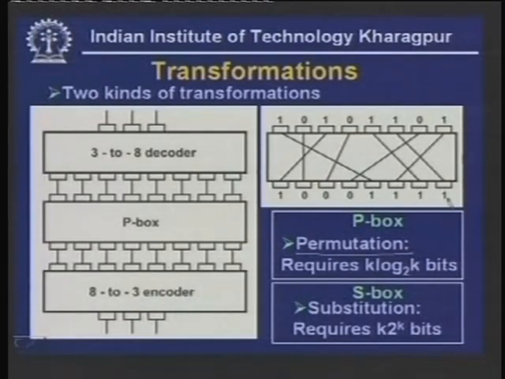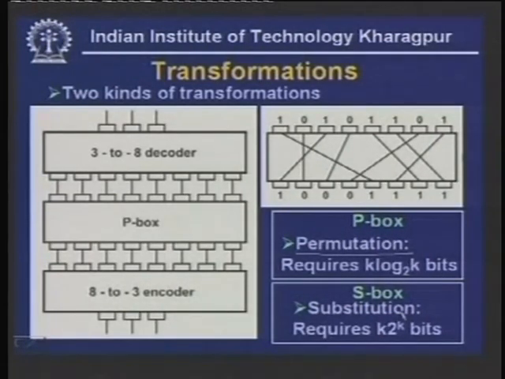And to represent this permutation operation, you require k log 2 k bits. If you have got k bits, for each position you will require log 2 k bits to represent the position. So, you require a total of k log 2 k bits to represent this permutation operation.